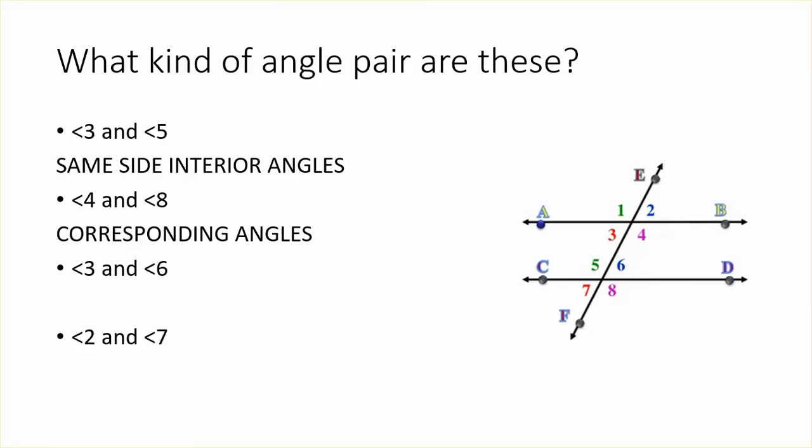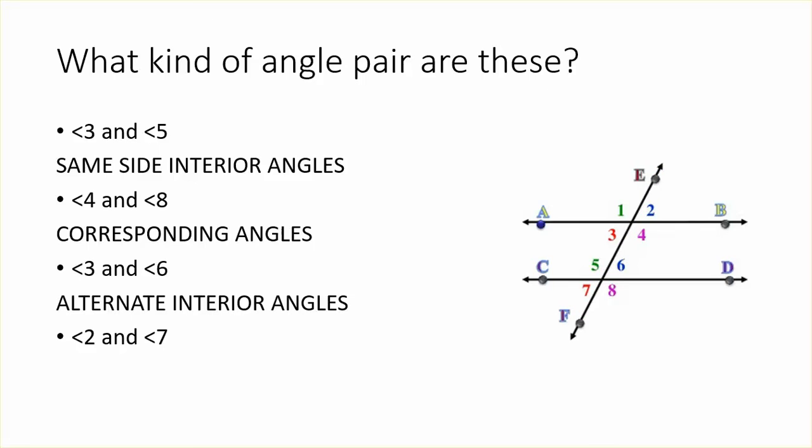How about angle 3 and angle 6? Take a minute to think about that one on your own. We've already identified that angle 3 was interior. Angle 6 is also interior. They're on the opposite side of my transversal. So that means we have alternate interior angles.